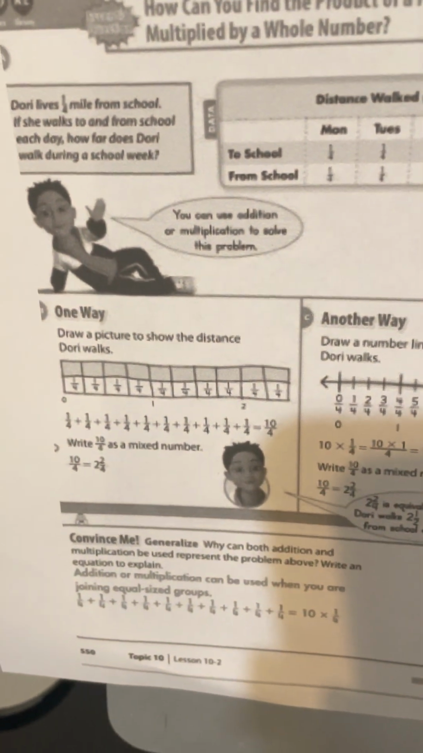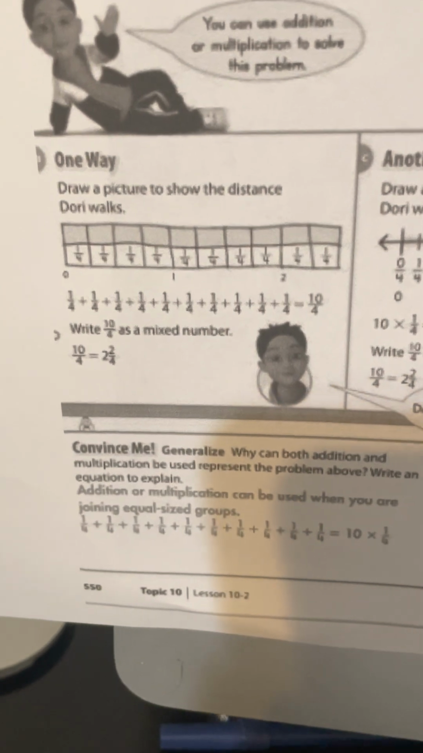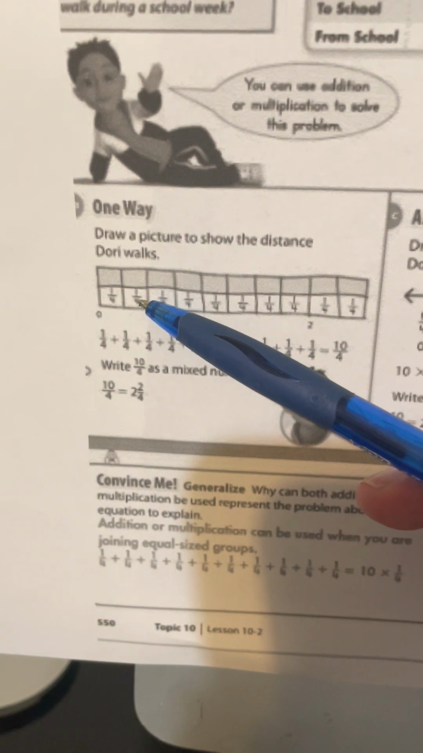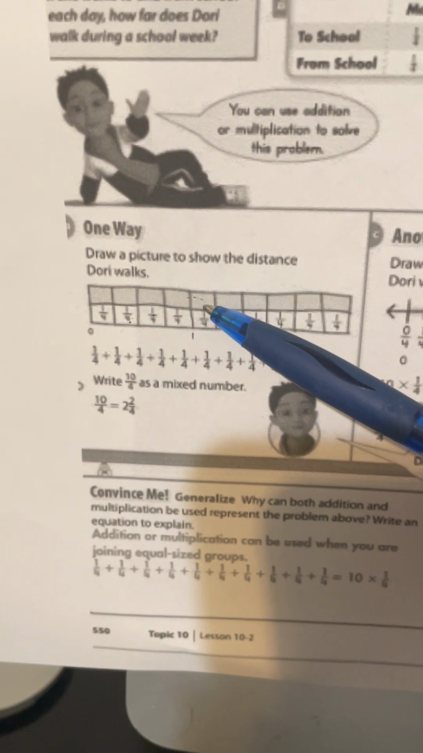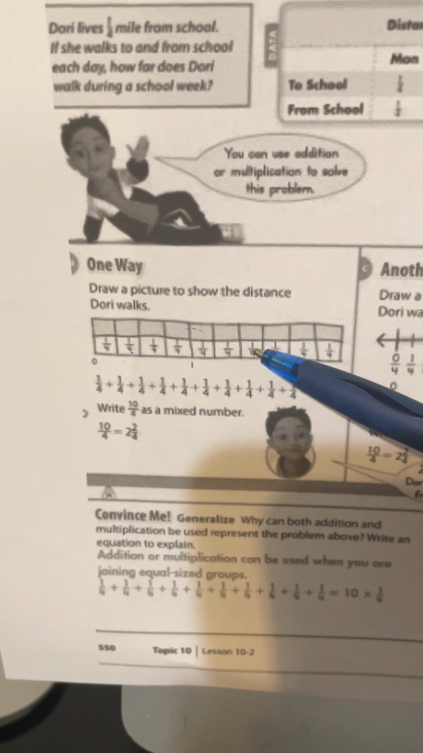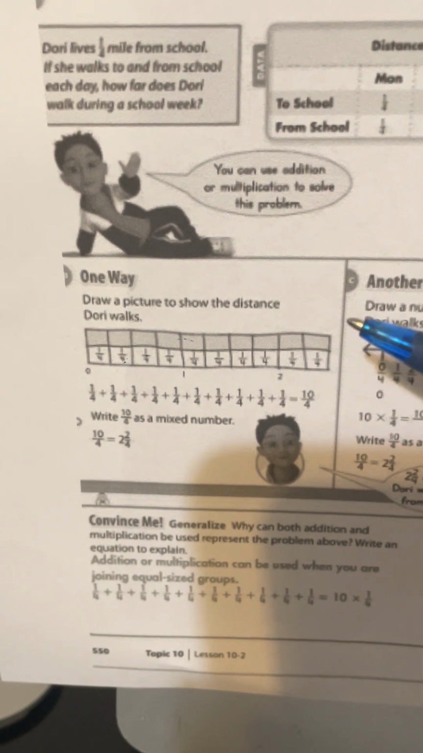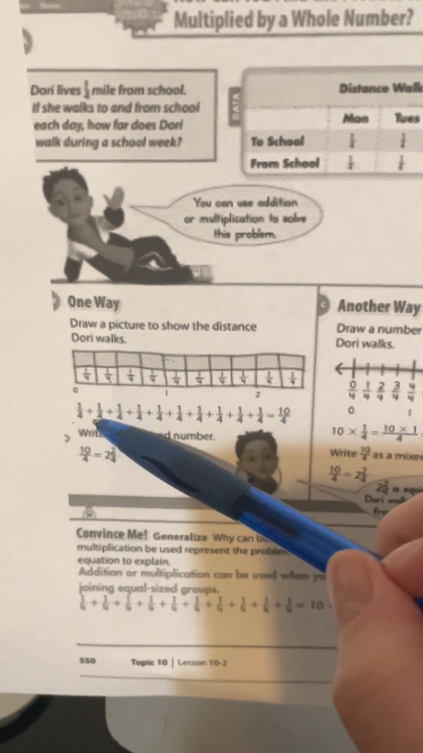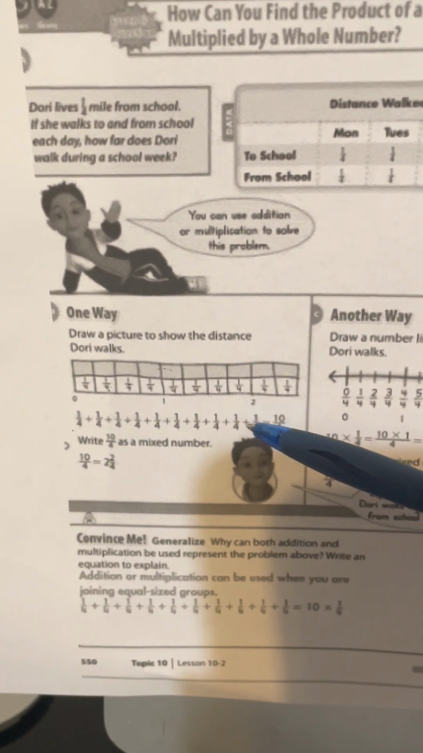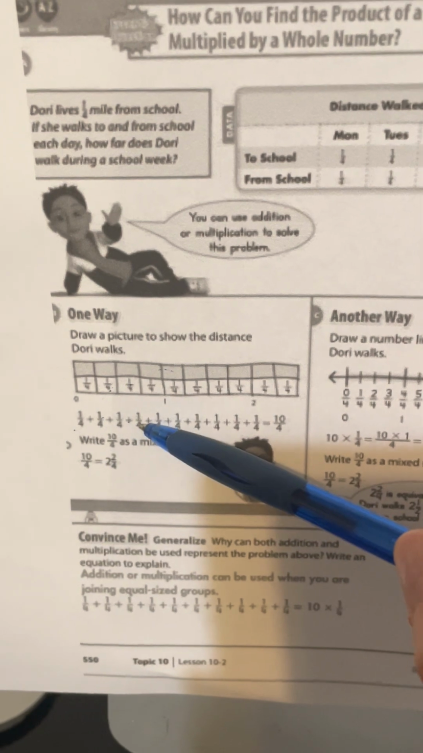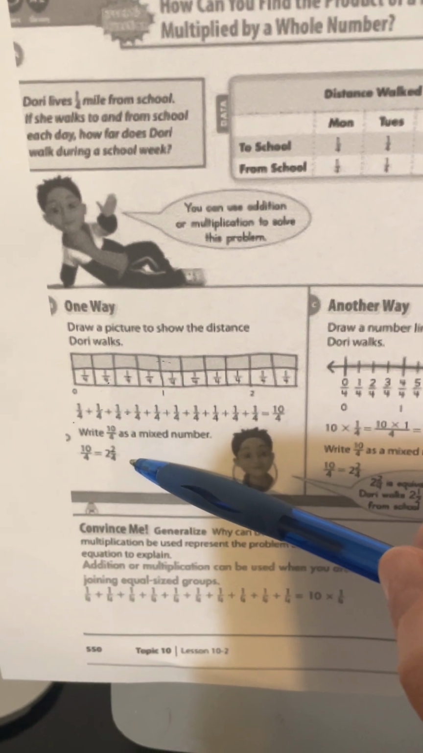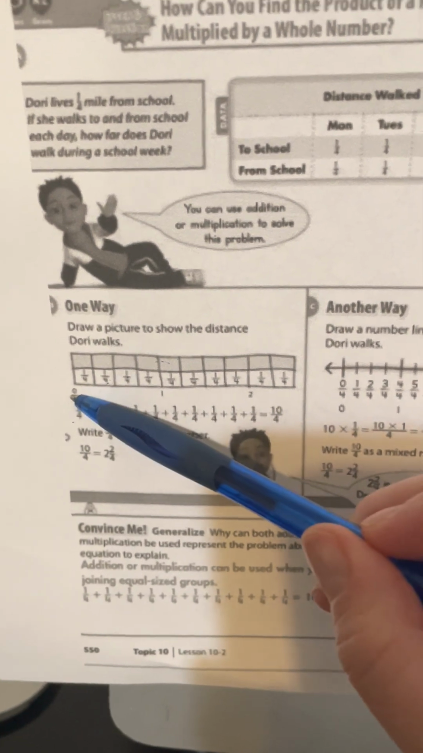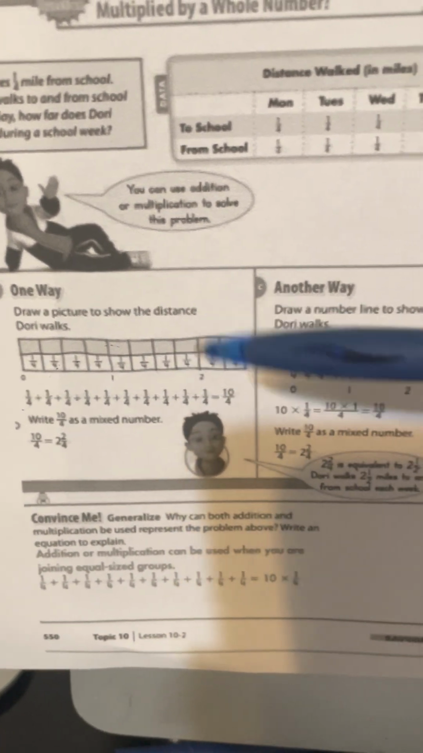All right, so you can use addition or multiplication. Here's how they show this. She walks to and from school on Monday, to and from school on Tuesday, to and from school on Wednesday, to and from school on Thursday, and to and from school on Friday. So they're using repeated addition. 1/4 plus 1/4 plus 1/4, etc., all the way to 10/4, written as an improper fraction or a mixed number. So how far does she walk each week? 2 2/4 miles. That's repeated addition.